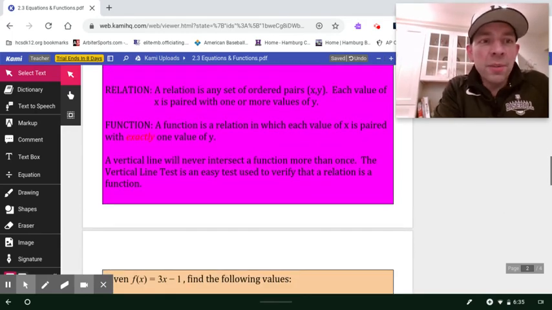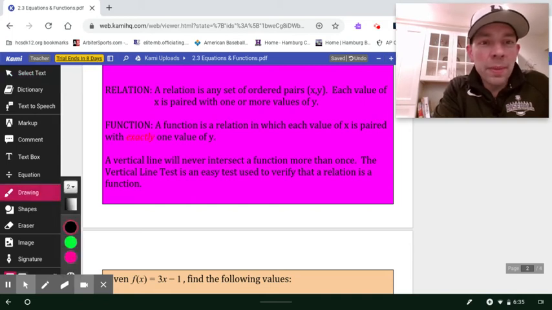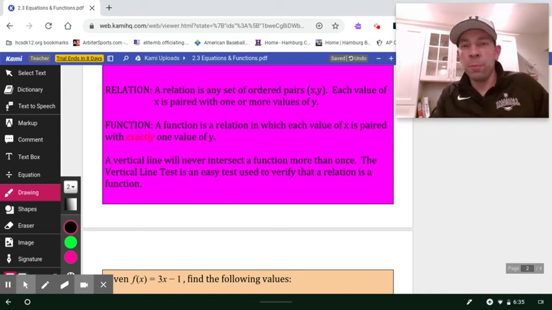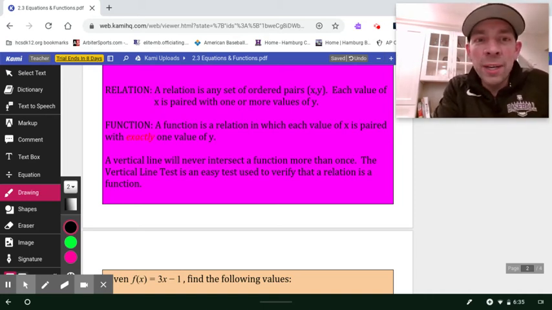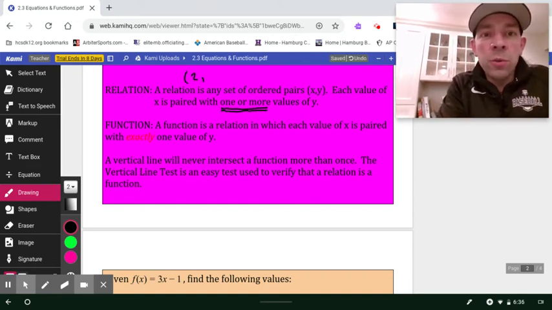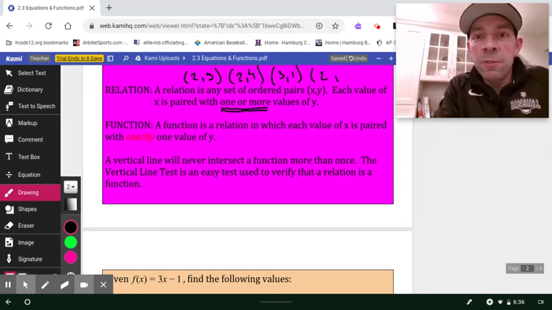Now, some definitions that you're going to see from time to time. A relation is any set of ordered pairs. It's like a whole cluster or group of ordered pairs. And they said each value of x is paired with one or more values of y. If you're writing this down in your notebook, I would emphasize that, highlight, one or more. So you might have 2, 3, you might have 2, 4, you might have 3, 1. I'm just making these up as I go. And you might have 2, -6. Notice how there's an x value of 2 that got paired with 3 different y values. And that's okay if it's a relation.